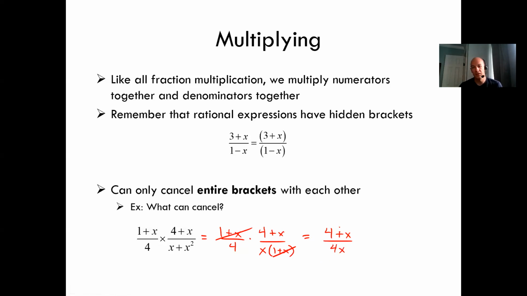And again, nothing can simplify here. You can't cross the x's out because this is plus x, and this is multiplied by x, so they're just not going to quite work.